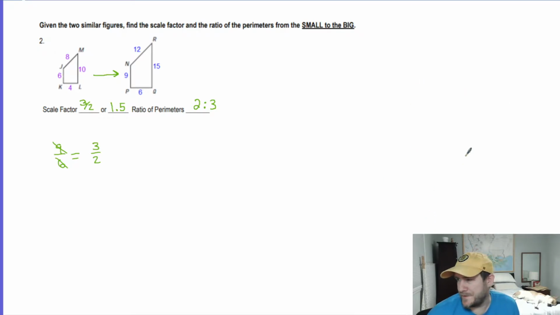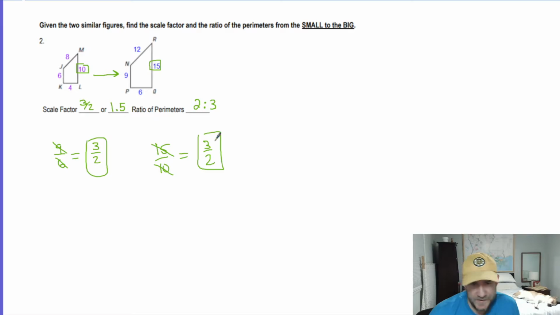I guess the one thing to point out, I grabbed the 9 and the 6, but we could have grabbed any pair of parts. Notice if we grabbed the 10 and the 15, that 15 over 10, those are both divisible by 5, and when you divide, you still get the same 3 over 2. That's kind of the whole point of similarity, right? The sides are proportional, meaning no matter which pair you grab, you'll always get the same ratio. That's important.